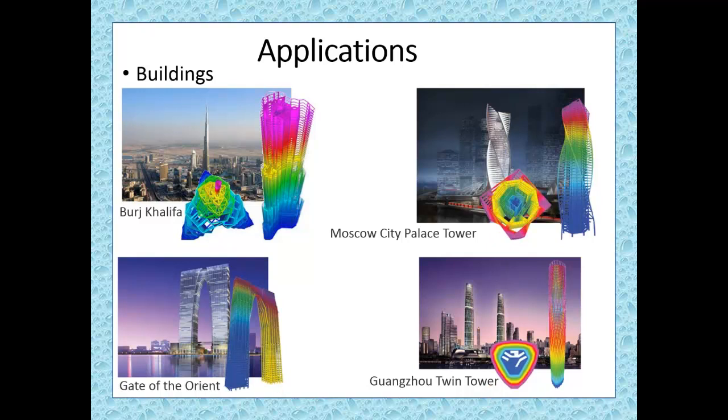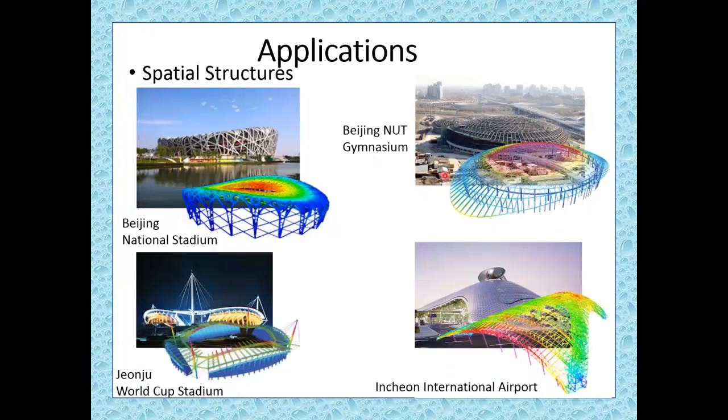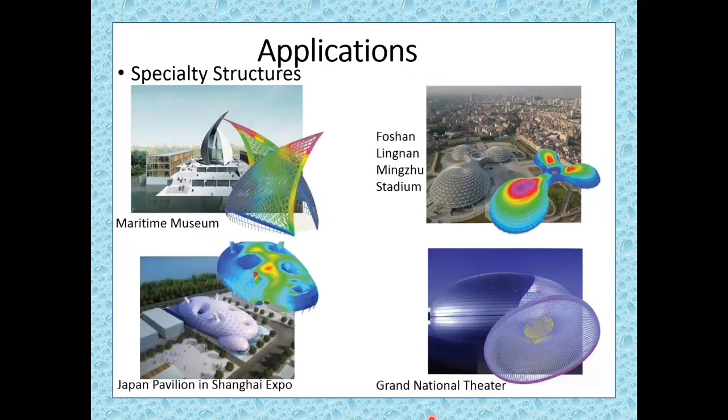Coming to the spatial structures, there is Beijing National Stadium, Beijing NUT Stadium, Jeonju World Cup Stadium, Incheon International Airport. These are just few among many examples. And it's not just simple RC or only steel structure like frame structure, but also you can see over here that complicated geometries can be analyzed and designed. Further over here in the Foshan Lingnam Mingsud Stadium, we can see this is a complete shell structure which was easily analyzed in Midas Gen program.